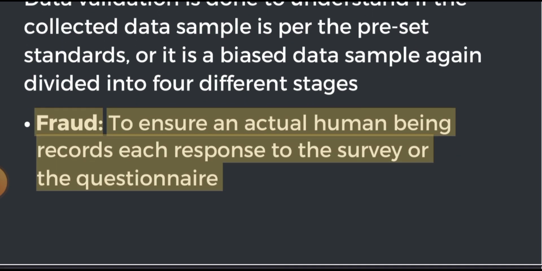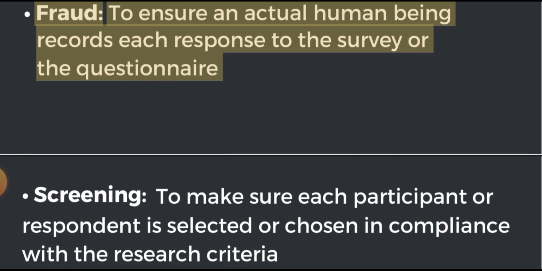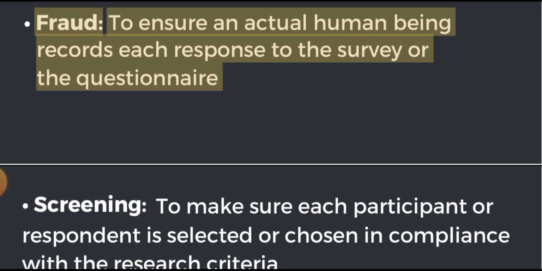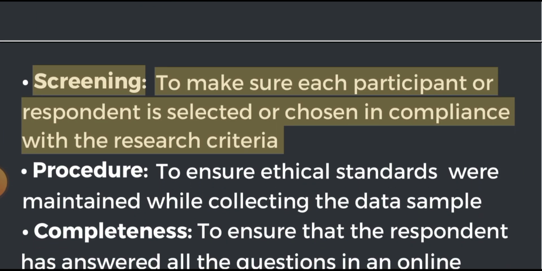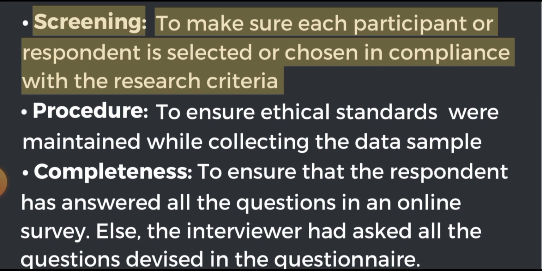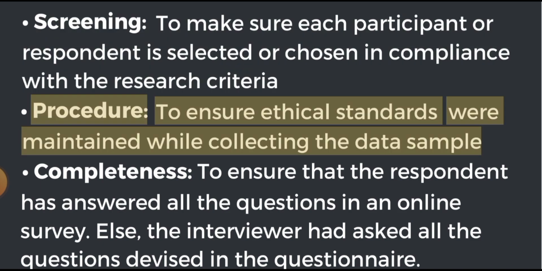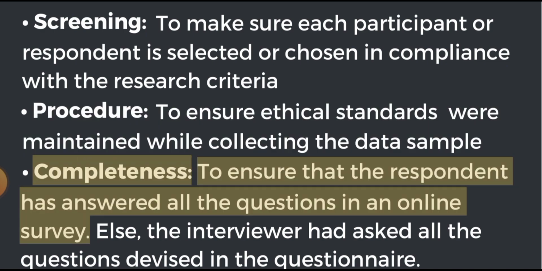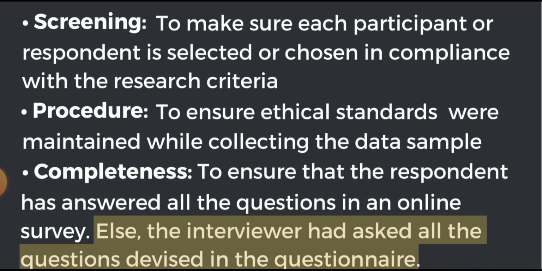Fraud. To ensure an actual human being records each response to the survey or the questionnaire. Screening. To make sure each participant or respondent is selected or chosen in compliance with the research criteria. Procedure. To ensure ethical standards were maintained while collecting the data sample. Completeness. To ensure that the respondent has answered all the questions in an online survey. Else, the interviewer had asked all the questions devised in the questionnaire.